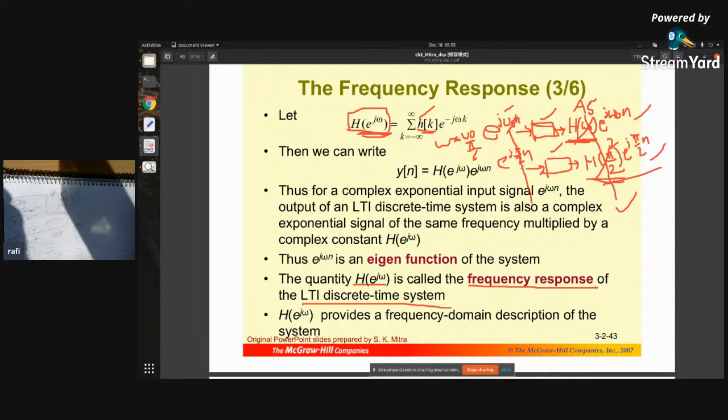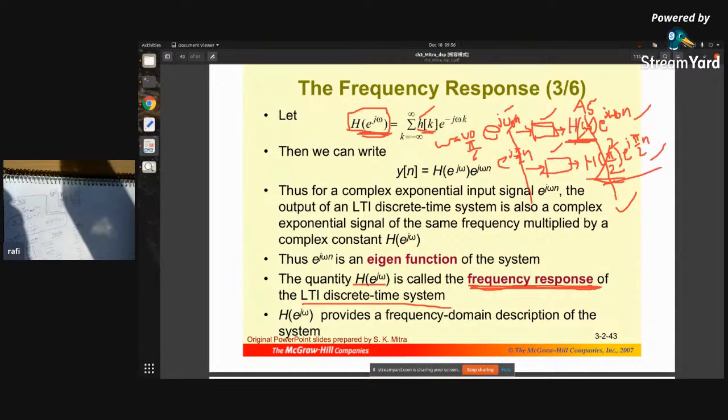For different omega values you will get different H of omegas. That characterizes the LTI system in the frequency domain, so we call it the frequency response of the LTI system. So that is the concept of eigenfunction and frequency response. What is the eigenfunction? When you give a signal input to an LTI system, the output is the same signal multiplied with some complex constant. The constant is with respect to n.